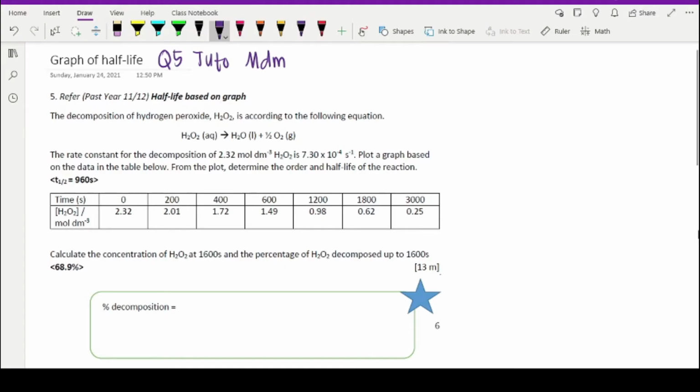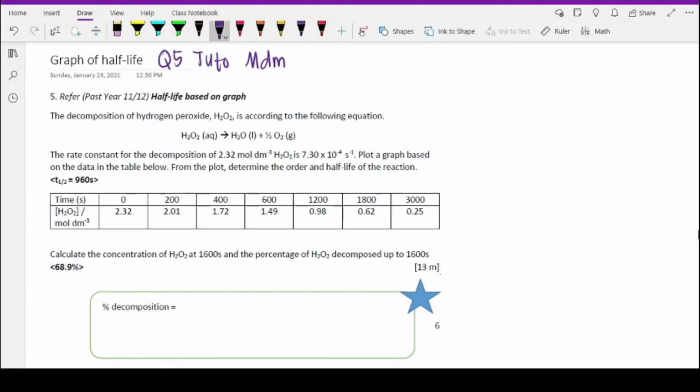Okay, class, so we're going to learn how to draw graphs, which is your graph of half-life, and then next your graph of activation energy. So my tutorial question 5 is basically the past year question of 2011 and 2012.